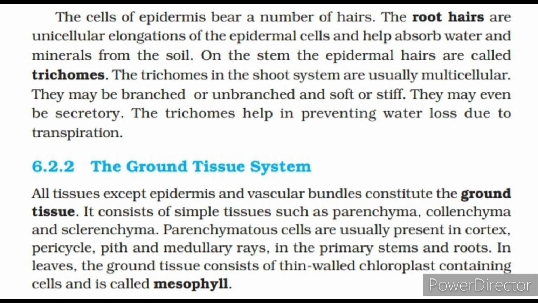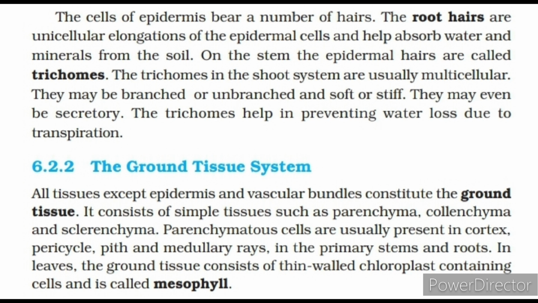The stomatal aperture, guard cells, and the surrounding subsidiary cells are together called stomatal apparatus. The cells of epidermis bear a number of hairs. The root hairs are unicellular elongations of the epidermal cells and help absorb water and minerals from the soil. On the stem, the epidermal hairs are called trichomes. The trichomes in the shoot system are usually multicellular. They may be branched or unbranched and soft or stiff. They may even be secretory. The trichomes help in preventing water loss due to transpiration.